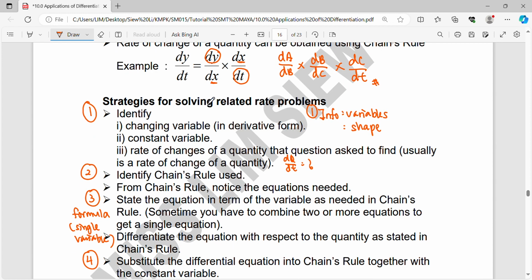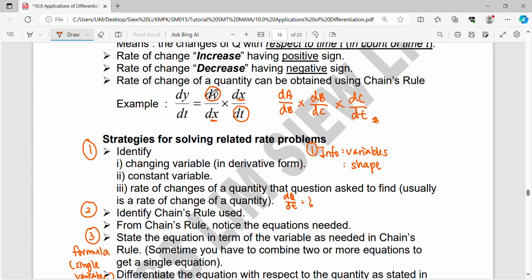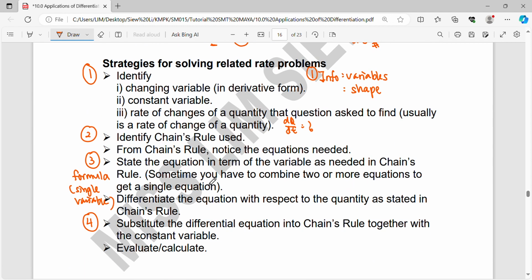Then we differentiate. After we find all these derivatives, lastly, step 4, we substitute all the derivatives into the chain rule to find the answer, together with the constant values that we identified at the beginning of the question.